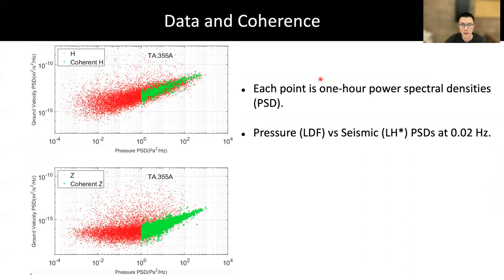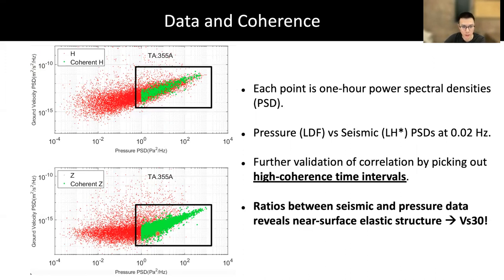So directly looking at the data here, we are looking at power spectral density, which is the energy, in this case particularly at 0.02 hertz, where we have pressure and seismic velocity plotted on the y-axis. You can already see for all the red points there is a trend, especially when pressures are large, when pressure and seismic data are correlated. And that becomes more obvious if you look at all the green points, which are essentially time intervals with high coherence. High coherence typically means those two things are even more highly correlated.